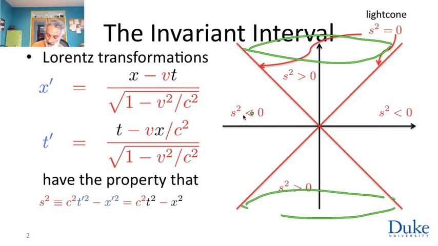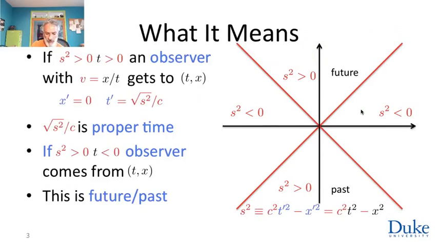Whereas the rest of the universe is where x squared is bigger than c squared t squared. So s squared is negative. This is negative. And s squared negative in more than two dimensions is one big region. Okay, what do these mean? Well, let's think about it. So what it means is this. Let's look at a region where s squared is positive.